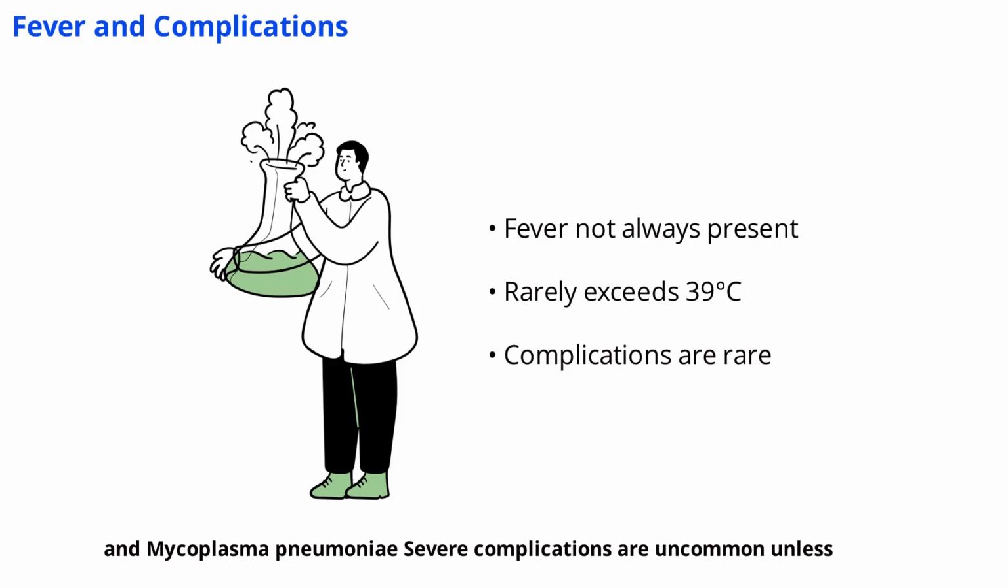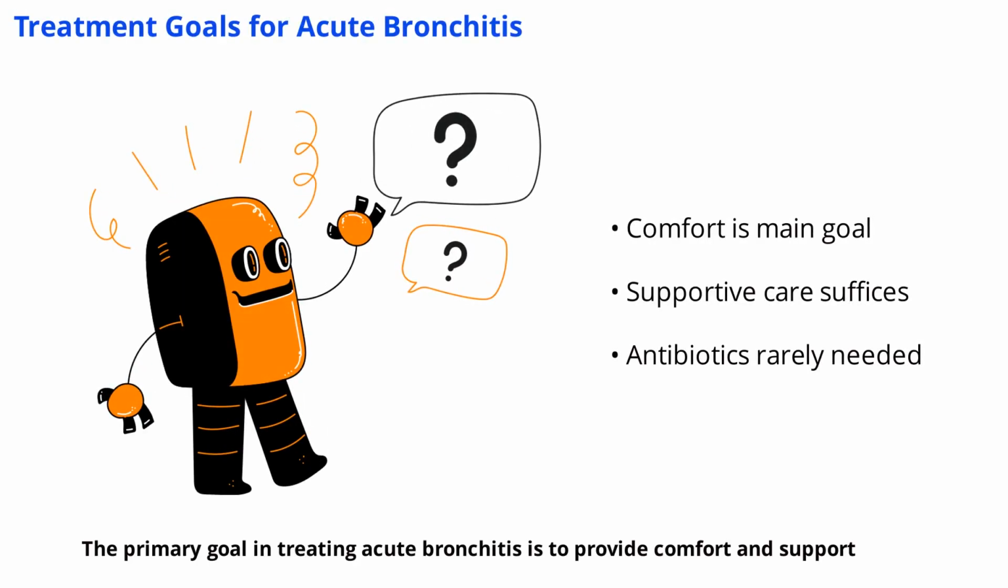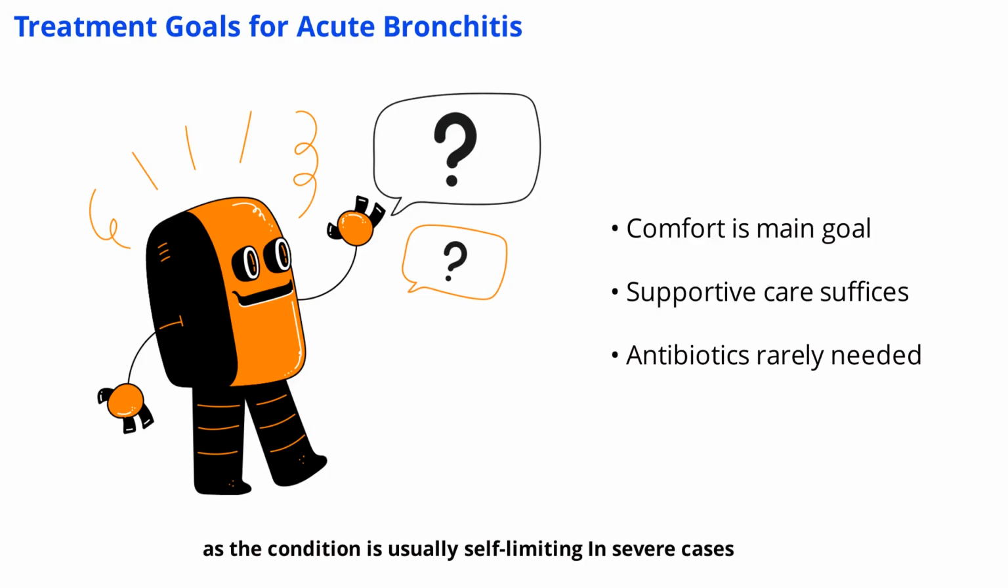Severe complications are uncommon unless the patient has pre-existing pulmonary disease. The primary goal in treating acute bronchitis is to provide comfort and support, as the condition is usually self-limiting. In severe cases, treatment may address dehydration and respiratory compromise. Most patients recover with symptomatic care, without the need for antibiotics.